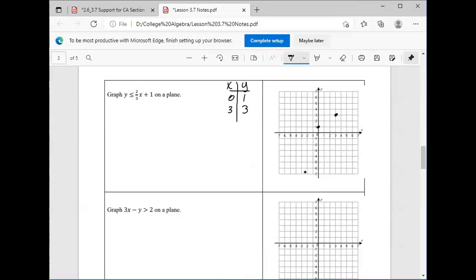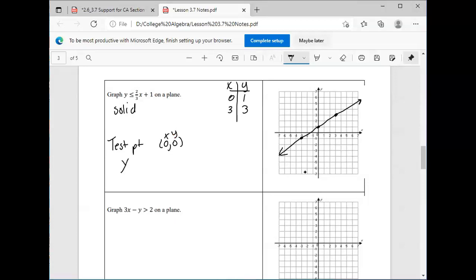Is it going to be solid or dashed or dotted? It's going to be solid because it has the equal to part. So when I connect the dots, should be filled in. Okay, now I need to pick a test point. Can I use 0, 0? Yes.